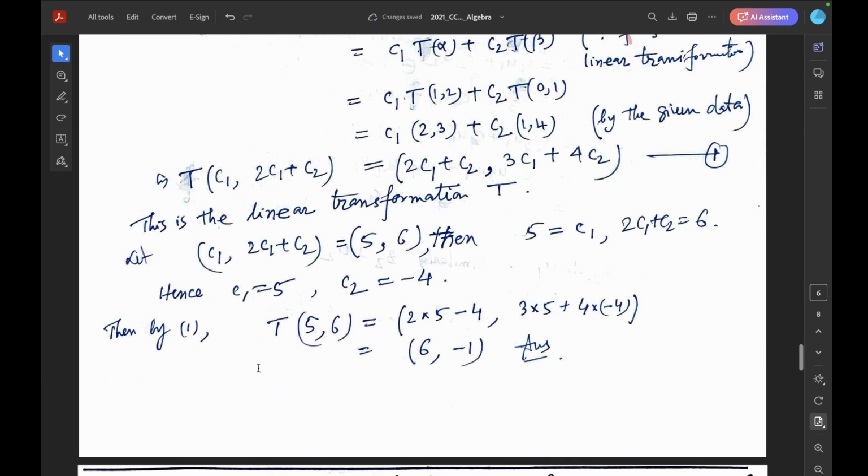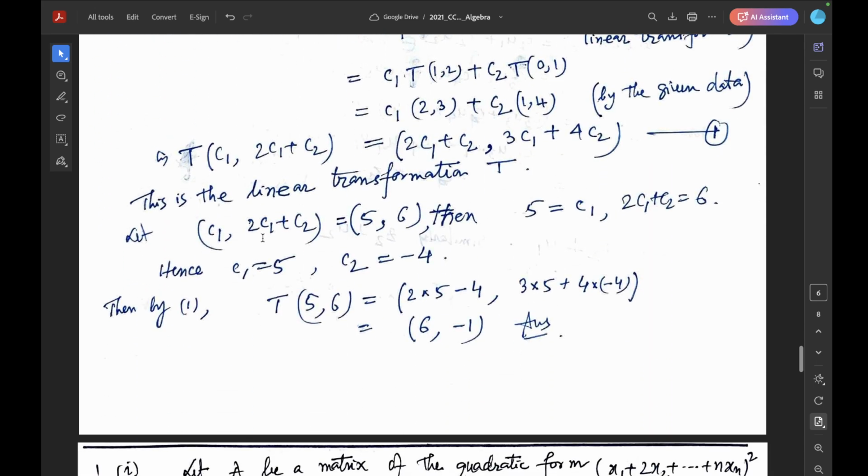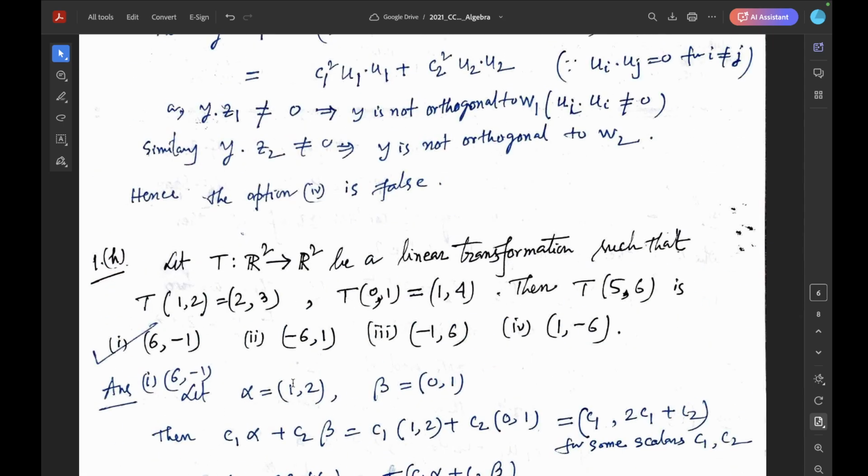Next, we want to find T of (5, 6). So write T of (C1, 2C1 plus C2) equal to (5, 6). Then C1 equals 5 and 2C1 plus C2 equals 6. Solving this, C1 equals 5, C2 equals -4. So T of (5, 6) equals, putting the values of C1 and C2, (6, -1). Correct option is 1.